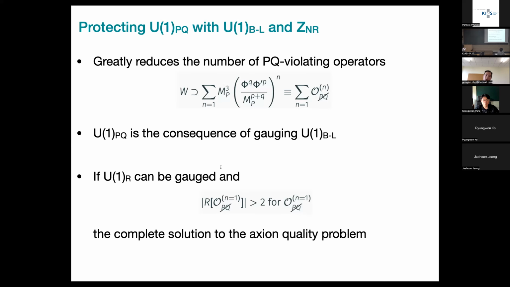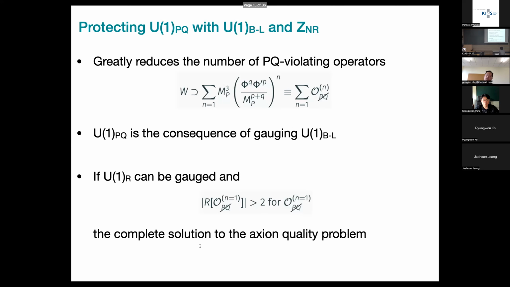Now here comes the story of the R-symmetry. We're thinking about the supersymmetry model, okay? And then there's always R-symmetry. Of course, we're thinking about N=1, the MSSM, or an extension of the MSSM. In that case, there's always R-symmetry. And if this fundamental R-symmetry is U(1)_R, and if you think about supergravity, we know that the R-symmetry must be gauged. If this operator carries R charge greater than two somehow, then all the operators that you can see here will be suppressed, because they do not respect the R-symmetry. Therefore, this will give you the complete solution to the axion quality problem.